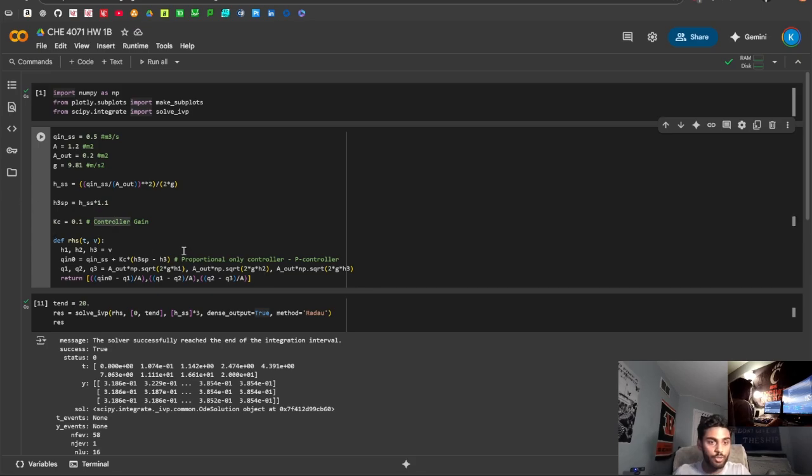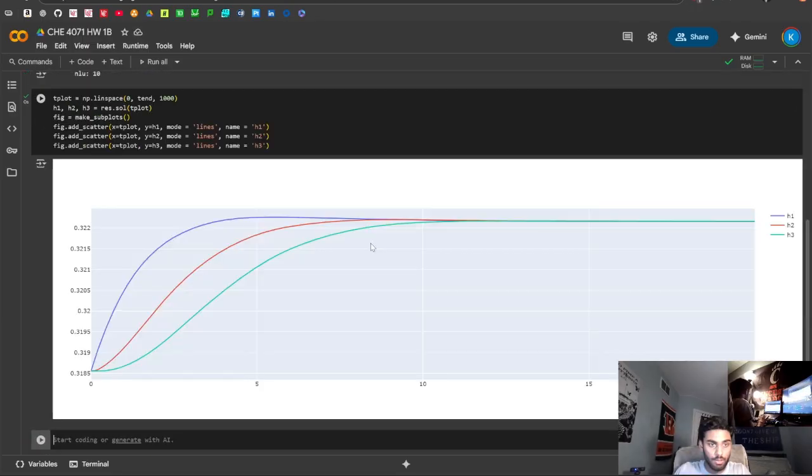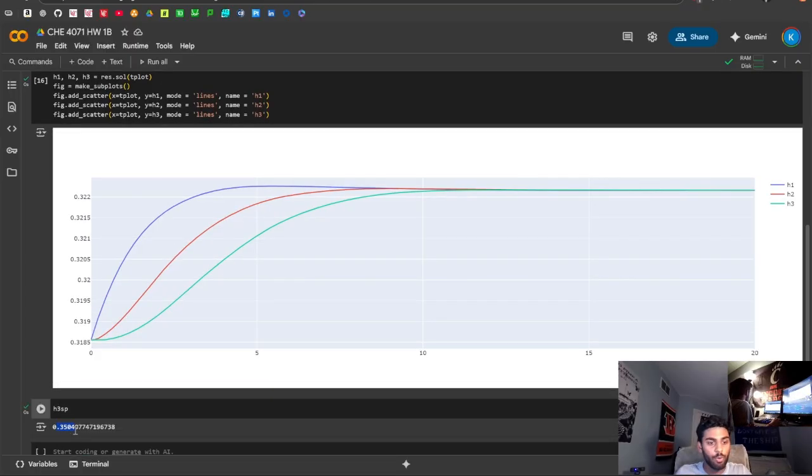So now we've defined a controller gain, we've defined a set point for our third tank, and we have defined how that set point interacts with our controller gain. So let's graph it out. Now, this doesn't look too different from what we originally had. Just for reference, here is the set point we're trying to meet, this 0.35, we'll call it that, right?